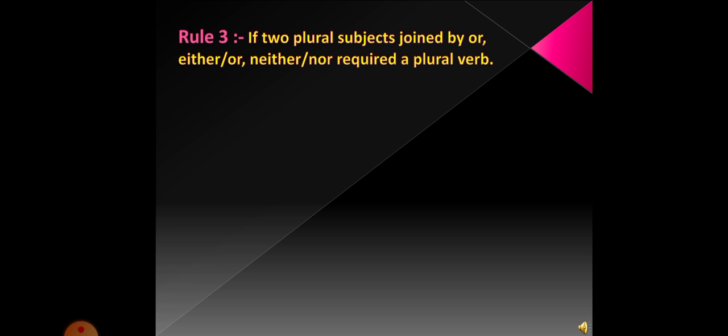Now the rule number 3. Two plural subjects joined by or, either or neither nor require a plural verb. This rule states that if we join two plural subjects by or, either or neither nor, then we should use a plural verb. Let's see some examples to get more clear.